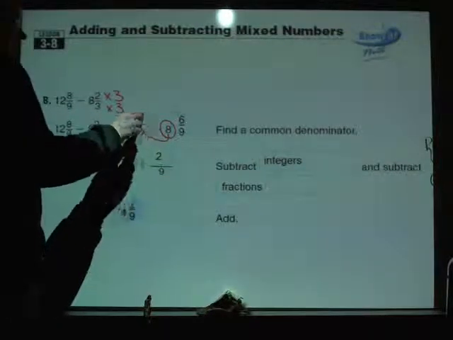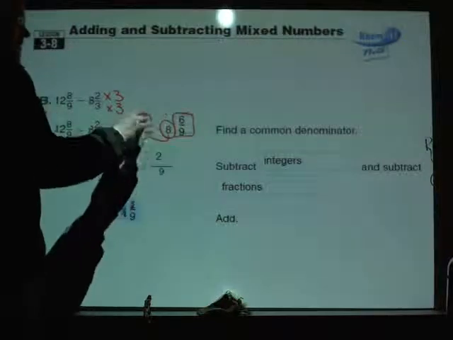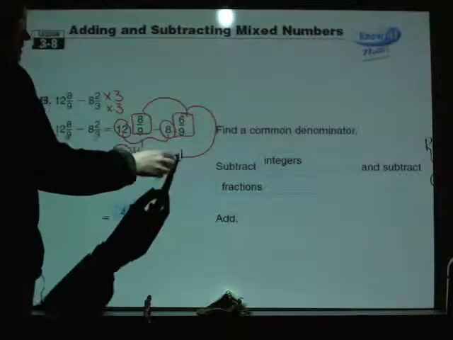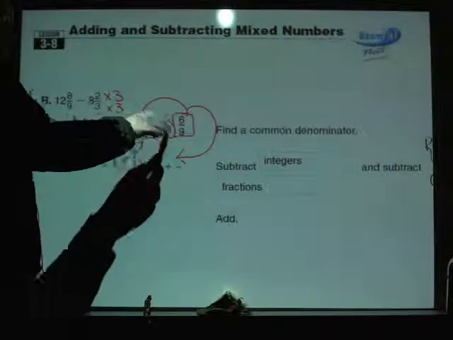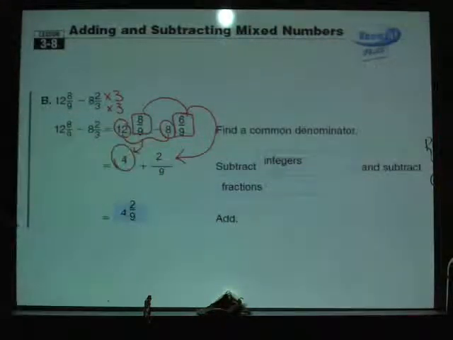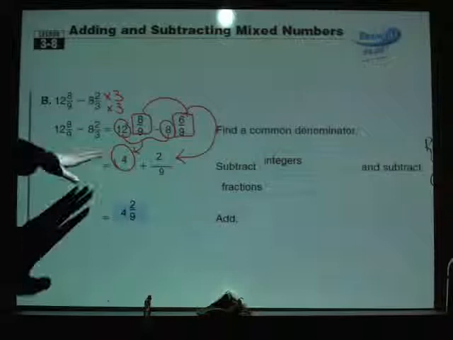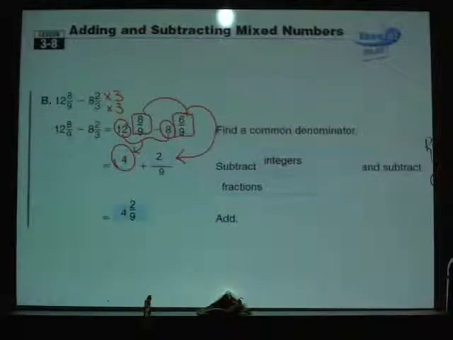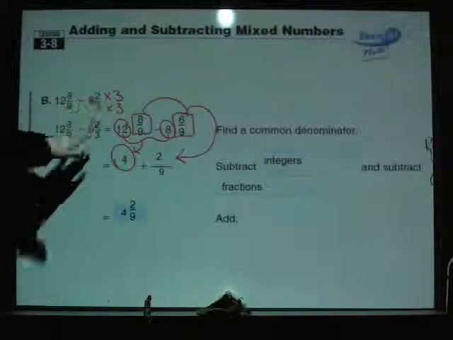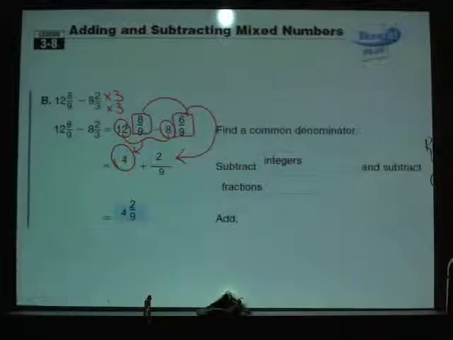I've got the 8 ninths and the 6 ninths being subtracted, which as you can see is going to make 2 ninths. 8 minus 6 is 2. The denominator stays 9. 2 ninths. At this point, all I have to do is recombine the parts of my answer. 4 and 2 ninths goes together to make 4 and 2 ninths. So 12 and 8 ninths minus 8 and 2/3 is 4 and 2 ninths.